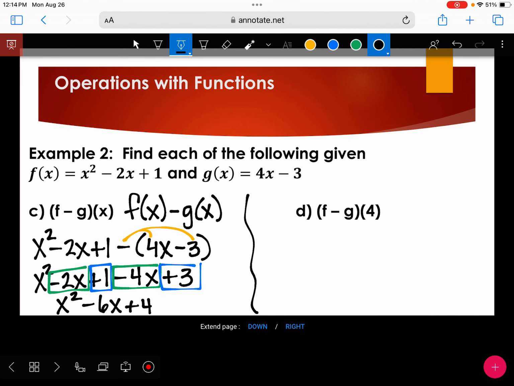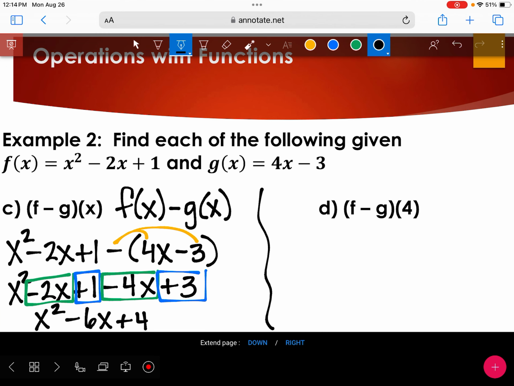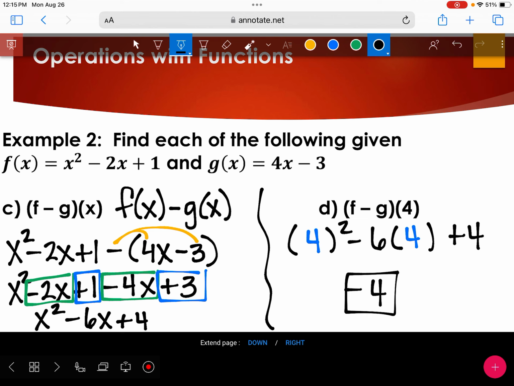So for part D, I'm not going to do it both ways again. We're just going to use that function that we created. So that x squared minus 6x plus 4. Go ahead and put in a 4. 16 minus 24 is negative 8. So who got negative 4? Is it negative 4? Okay. And that would be your final answer.